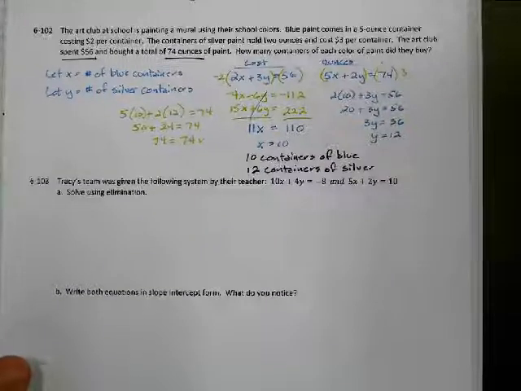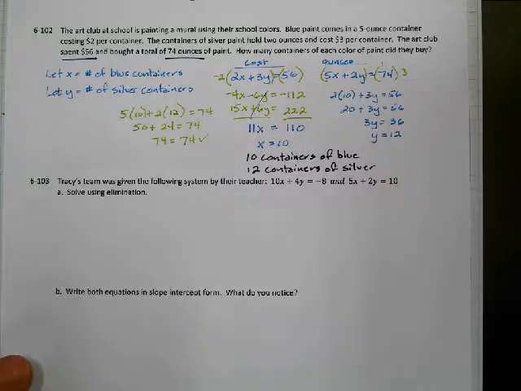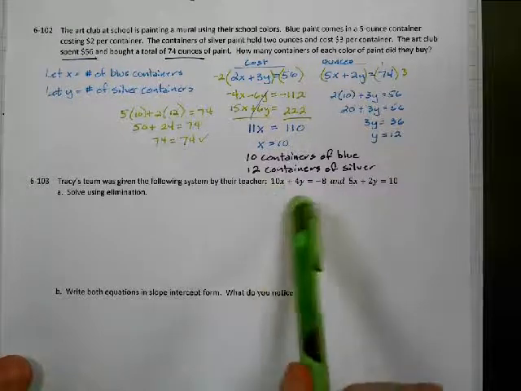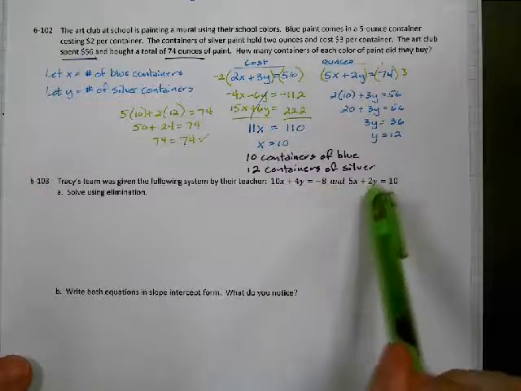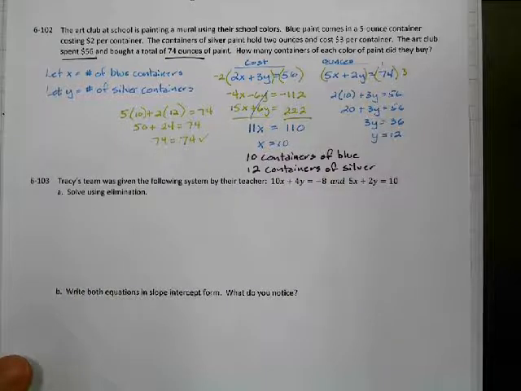All right, next, Tracy's team was given the following system by their teacher. 10x plus 4y equals negative 8, 5x plus 2y equals 10. We're going to solve it using elimination because they're going to notice something's a little bit odd on this one.